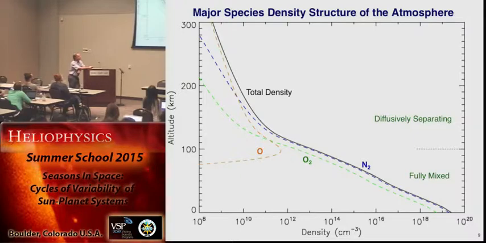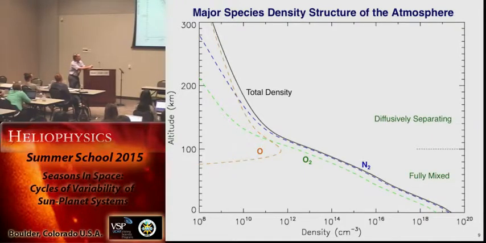Each species starts to follow its own mass, and this lighter stuff floats up high, and the heavier stuff settles out. And the other thing that happens around there is that atomic oxygen becomes a major player. And atomic oxygen being lighter than the others, as it diffusively separates and floats to the top, it becomes the dominant species.